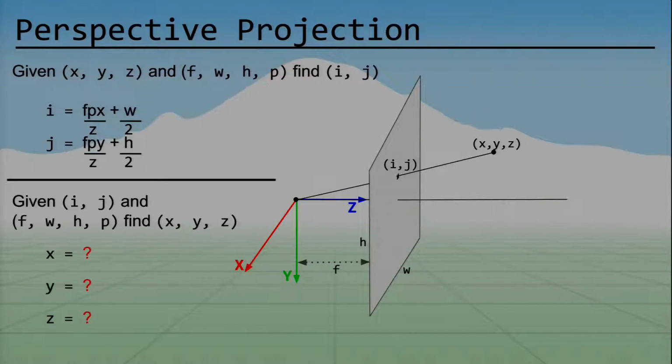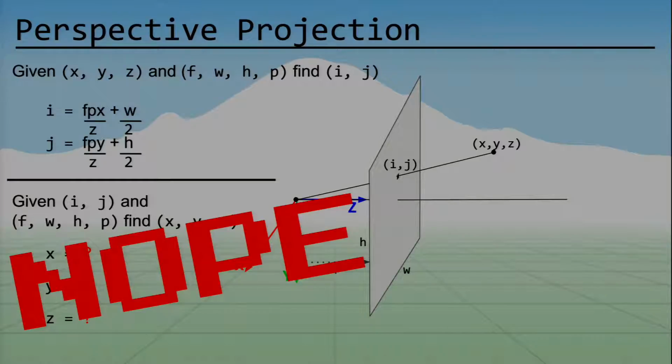Can we go the other way? Can we say, given the pixel that this lands on and the camera intrinsics, can we go back and figure out the 3D coordinate? And if the answer was yes, then this would be a very quick lecture. But the answer is, nope, we can't do that. Because this problem is underspecified. We have this pixel where our 3D point lands, but if we don't actually know where our 3D point is, it could be anywhere along this ray out to infinity. So it could be anywhere.